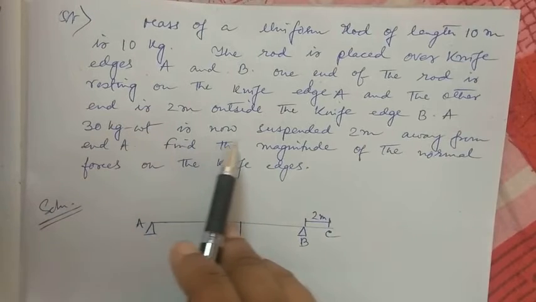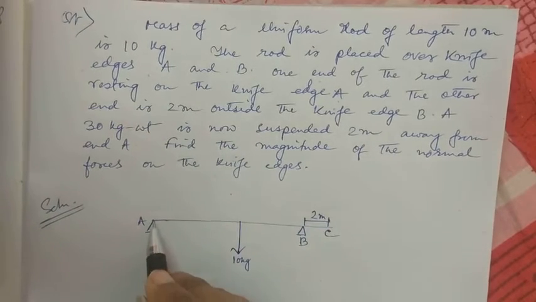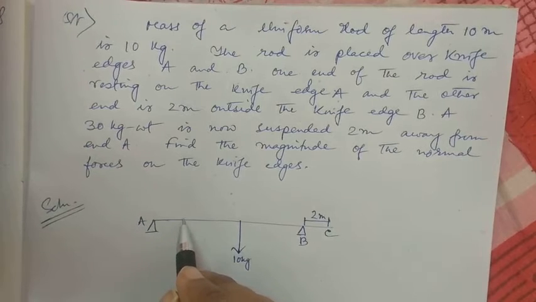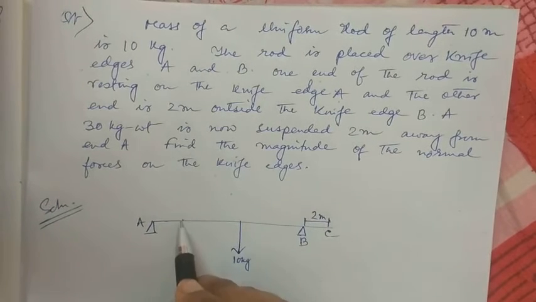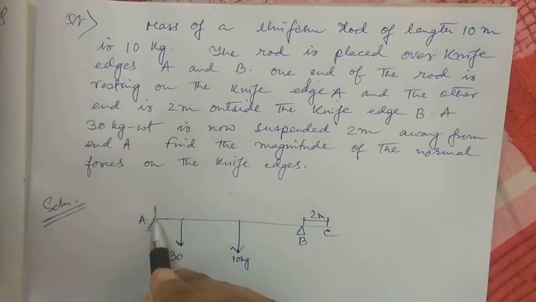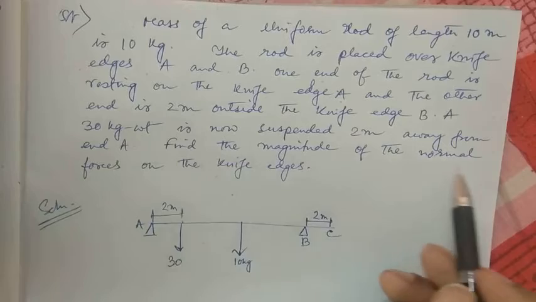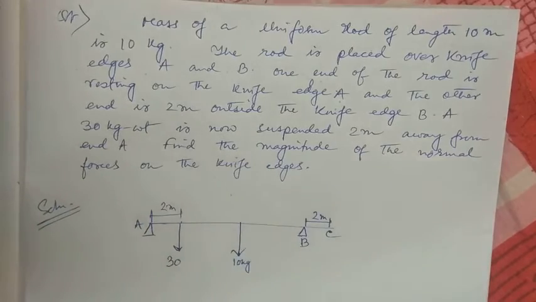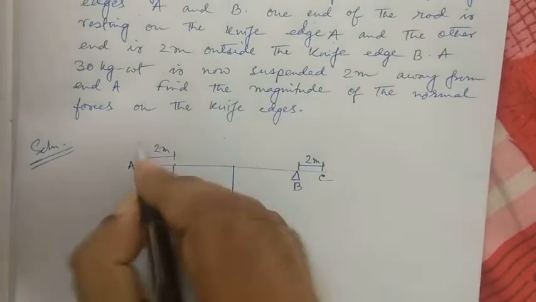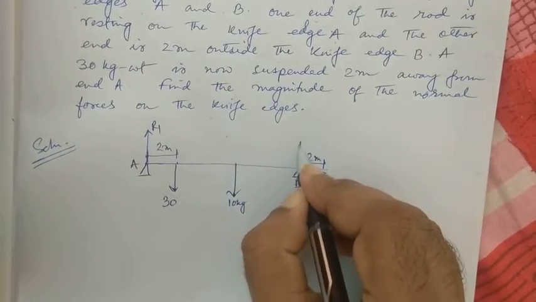A 30 kg weight is now suspended 2 meters away from the end A. So this is end A, now 2 meters from the end A. So this is the 30 kg weight. This is also a length of 2 meters. Find the magnitude of the normal forces on the knife edges. So on the knife edges, suppose this normal force is R1 and this is R2.